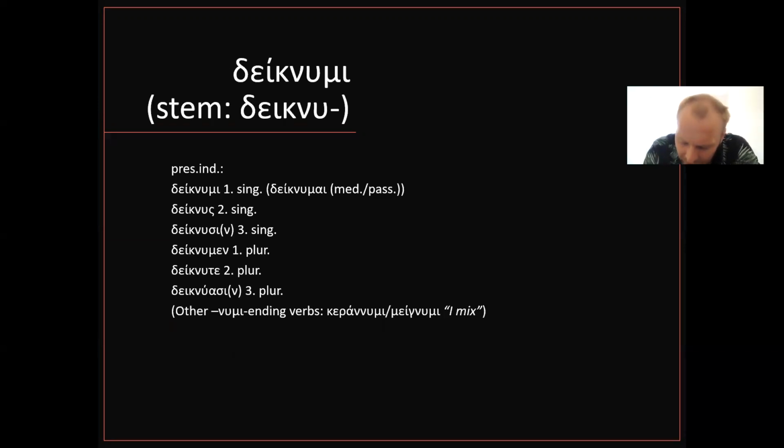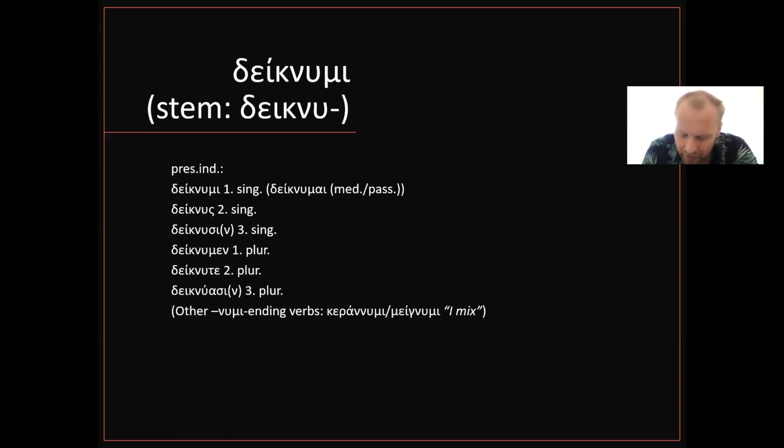But time has now come for the last topic of today, which is the verb deiknymi. I show with the stem deikny in the present indicative. And in the present indicative active, this verb is inflected as follows.